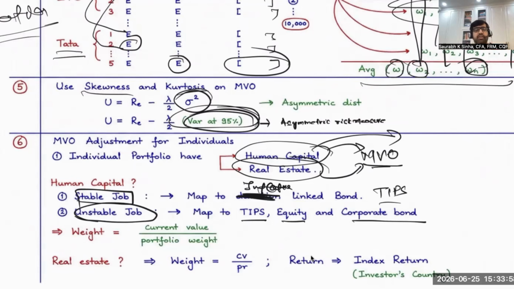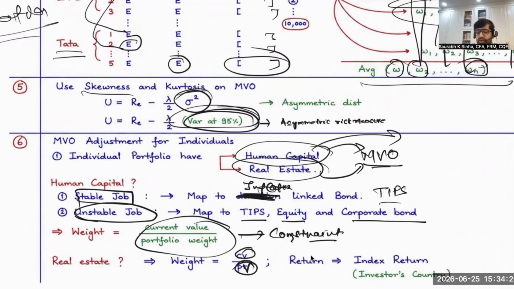How do you decide the weight of this human capital? Because they are fixed. So you have to tell your mean variance optimization the weight is equal to current value upon portfolio weight, and that is a constraint. That is, you pass it as a constraint. Similarly, you pass this as a constraint because real asset current value divided by the portfolio value will give you weight, and that is a constraint to your mean variance optimization. So you don't let mean variance optimization tell you about the human capital and real estate, because you already know that. So these are the constraints.